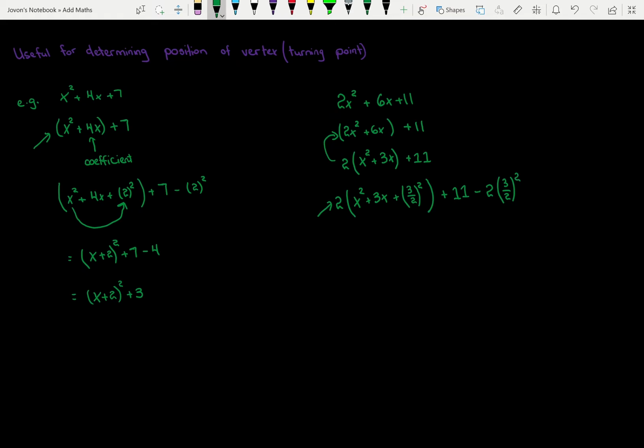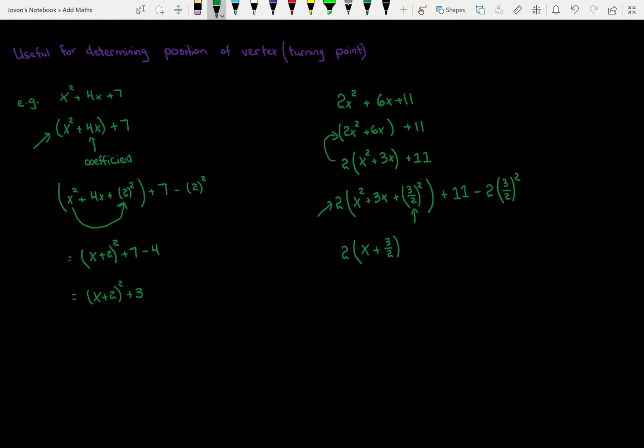So again, what we get here is 2 into, so this becomes x plus 3 over 2. So this simplifies to this, okay? It's always x plus something or x minus something. And the other term is here. So if this here is a minus sign inside here, then it would be x minus 3 over 2.